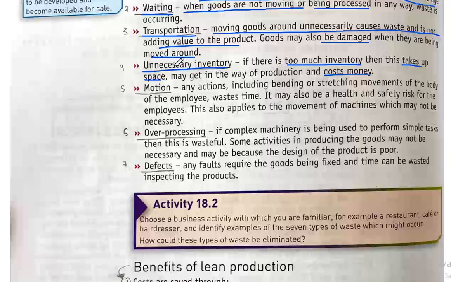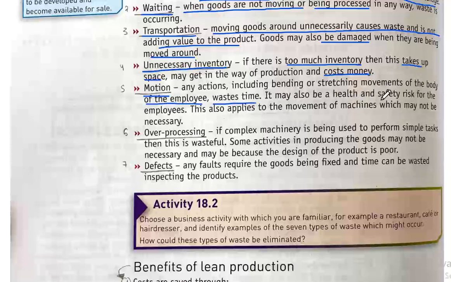They're taking up much space that should go to the products, goods, semi-finished products and raw material that I will actually need to store. And this unnecessary inventory is taking their space. Number 5, the fifth waste is motion. Any action, including bending or stretching movement of the body of the employee, wastes time.